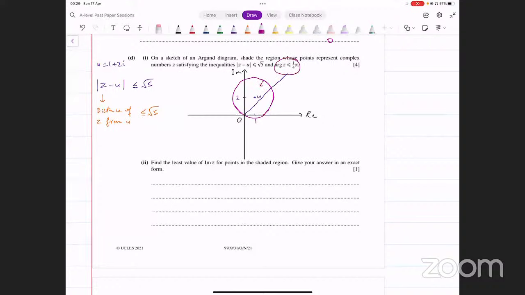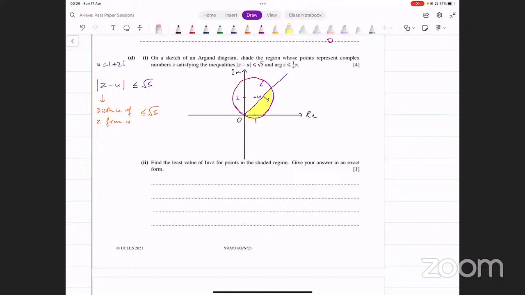And the second condition tells you that you should be below the line I have drawn for the argument. You can be in this region. So which part is your shaded part? Inside the circle and below the line. That's going to be this region here. This is your shaded part. Okay, that's your locus. That's the shaded part that satisfies that condition.